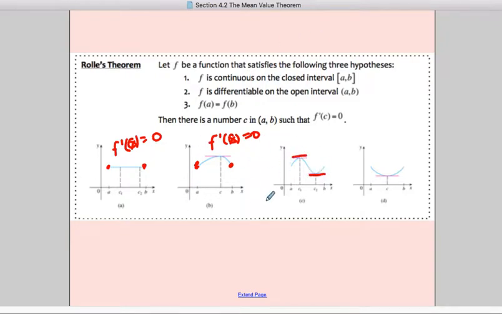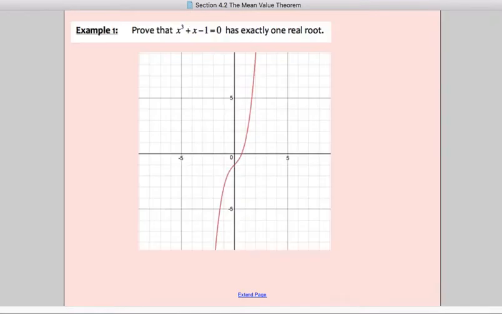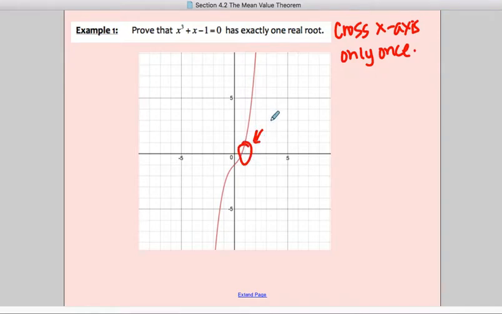So we're going to use these two ideas in order to conclude how to do example 1. Okay, so it says, prove that x to the third plus x minus 1 equals 0 has exactly one real root. Okay, so what does it mean to have a real root? Well, a root is where you cross your x-axis, just once. Cross the x-axis only once. And I usually graph this on my calculator after we've done it, but I can't do that because my calculator doesn't work from home. So if I look at this, I have a part of my function graphed. Does it appear that I have only one real root? Yes, it looks like it's happening right here.